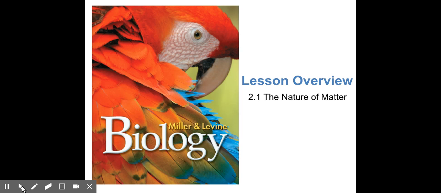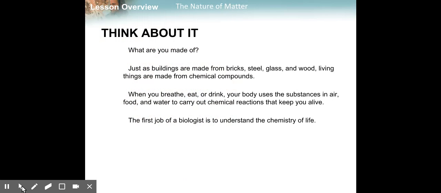So chapter 2 is kind of the chemistry you need to know to understand biology. So the first section, the nature of matter. What are we made of? Obviously, everything around us is made of some sort of chemical compounds, and we are too.